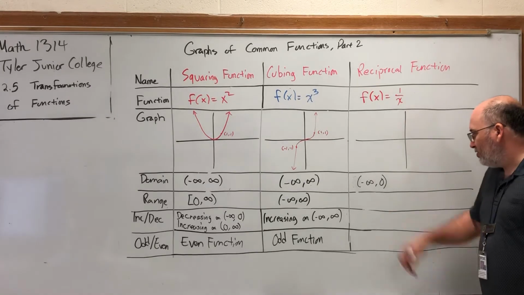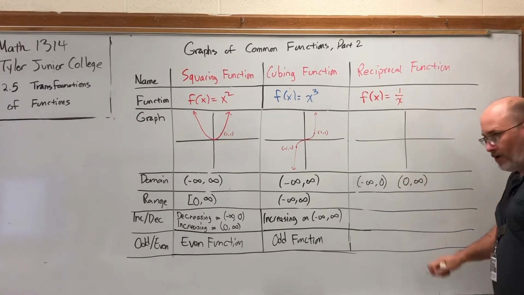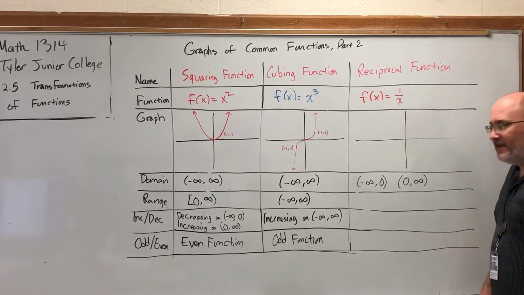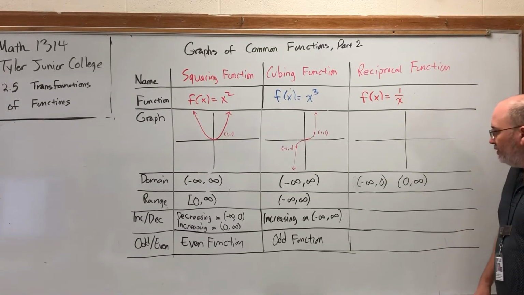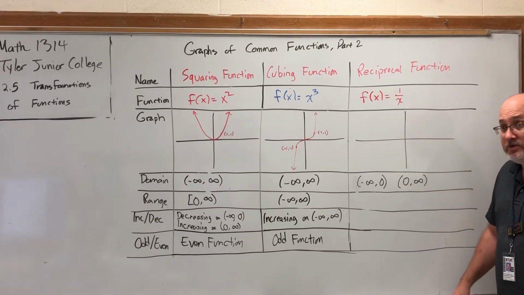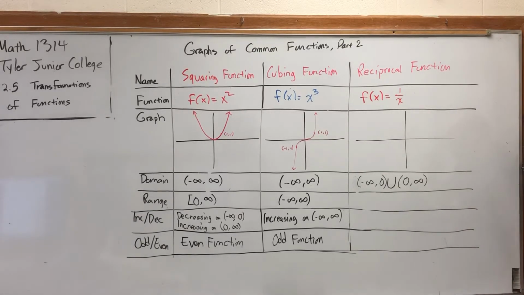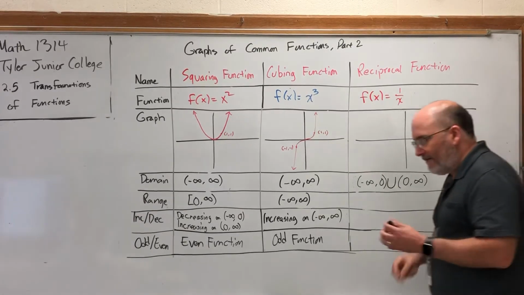But that's only the numbers on the left side of 0. The domain also includes the numbers on the right side of 0. So parentheses 0, comma, infinity, close parentheses. Since the domain consists of two separate intervals, we need to join them with the union symbol. We'll discuss the range in a minute, but let's get the graph first.